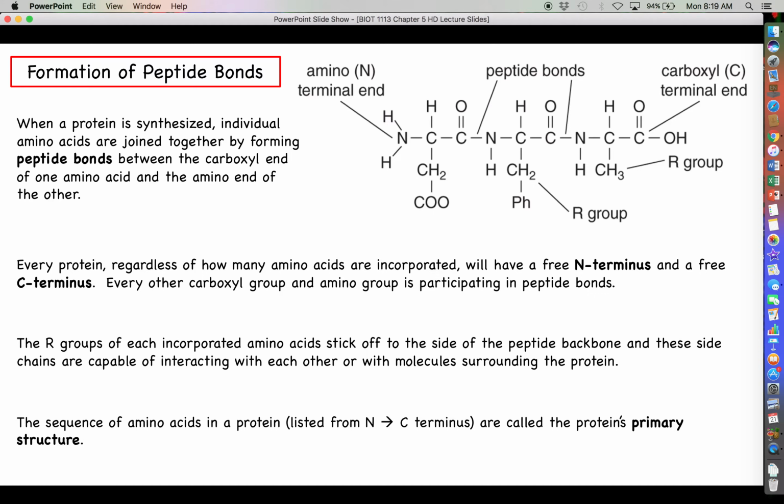So when you're looking at a protein in terms of its linear sequence from the N-terminus to the C-terminus, this is called the protein's primary structure. It's basically just a readout of which amino acids are incorporated into the protein and in which order. That's what's called the primary structure of the protein, the same way that we could look at a DNA strand in terms of its nucleotide sequence.